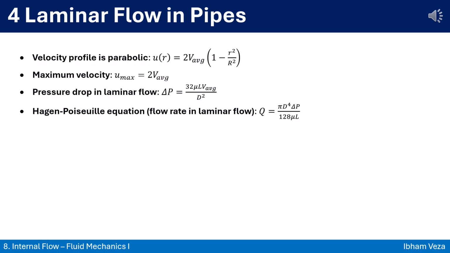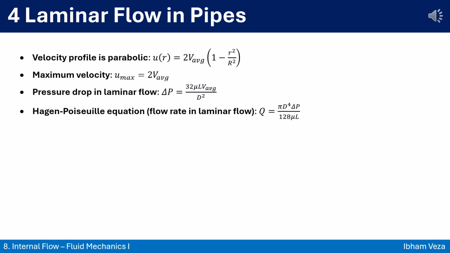At the center line, where r equals 0, we get the maximum velocity. This turns out to be twice the average velocity, or u max equals 2 V average. This relation helps visualize how the fluid layers slide over one another smoothly in a laminar regime.